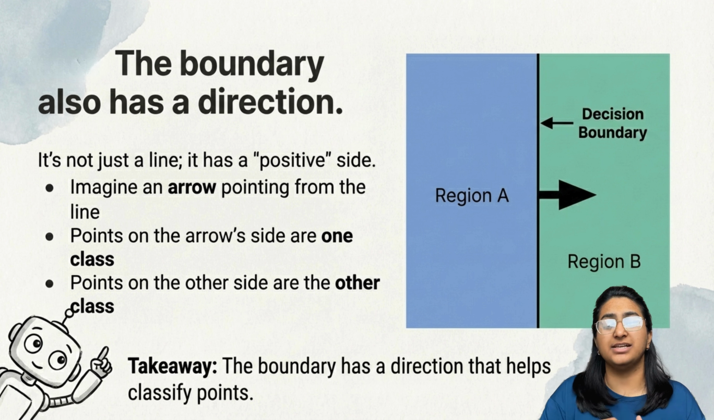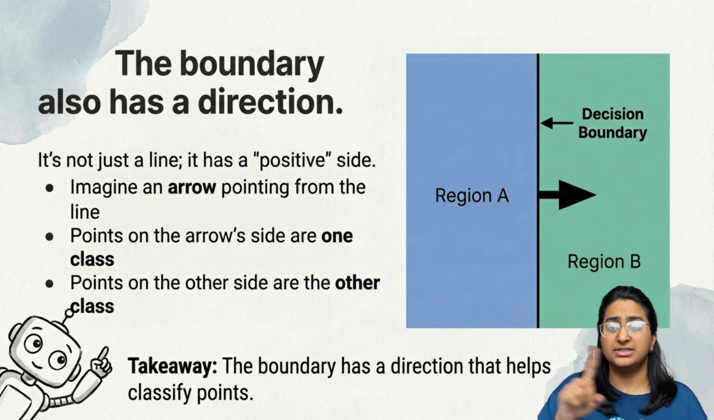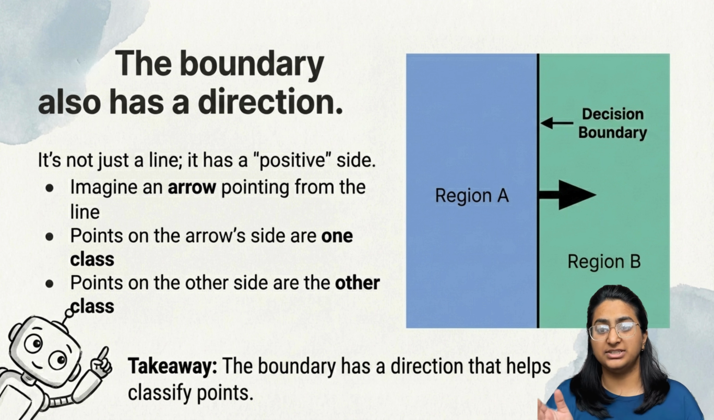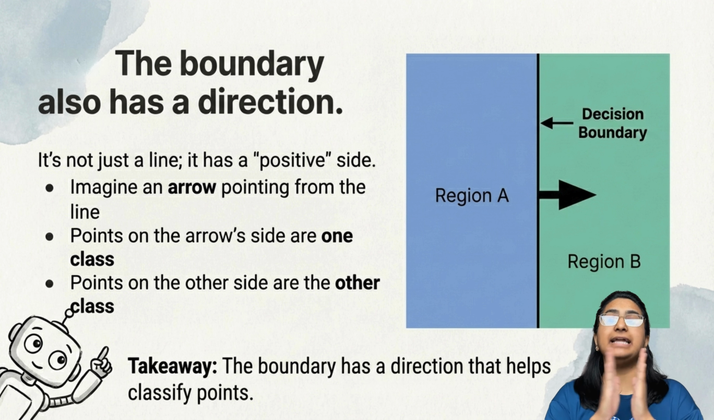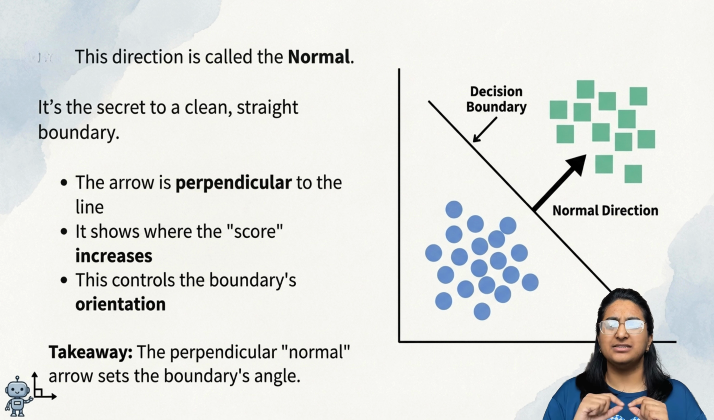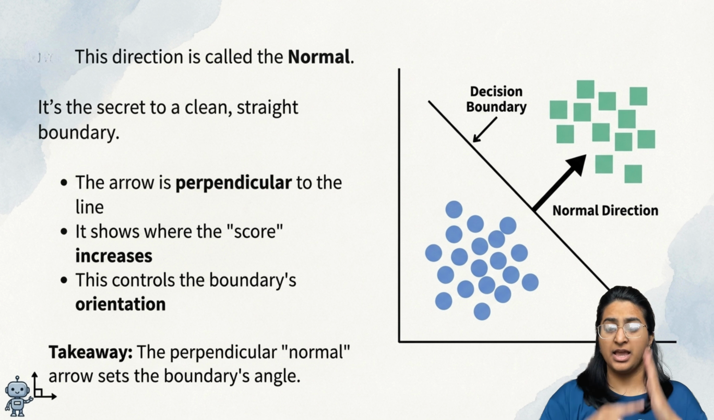Decision boundary is not just a line sitting here and there. It also has a sense of direction. Imagine an arrow pointing from the line. The arrow side can be treated as the positive side. The opposite side becomes the negative side. This helps the model stay consistent about which side is which class. That arrow has a special name, normal direction. Normal means it points perpendicular to the boundary.